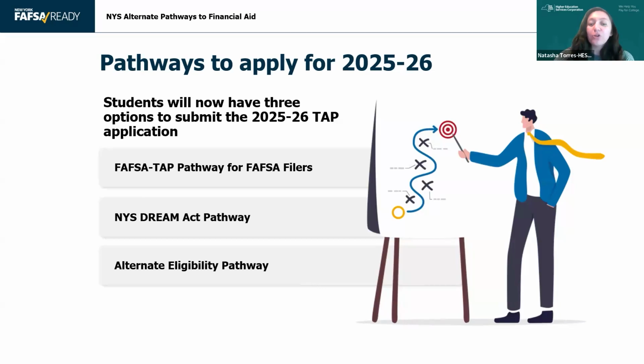Finally, we have our new pathway, which is the alternate eligibility pathway. This new pathway is going to be for students who are eligible for FAFSA, so they're going to be eligible citizens or eligible non-citizens. However, they do not want to submit the FAFSA due to privacy concerns. So if you are eligible for FAFSA but do not want to submit it, now New York State has a new pathway to allow you to receive only New York State aid without submitting a FAFSA first. And we're going to learn more about that throughout this presentation as well.